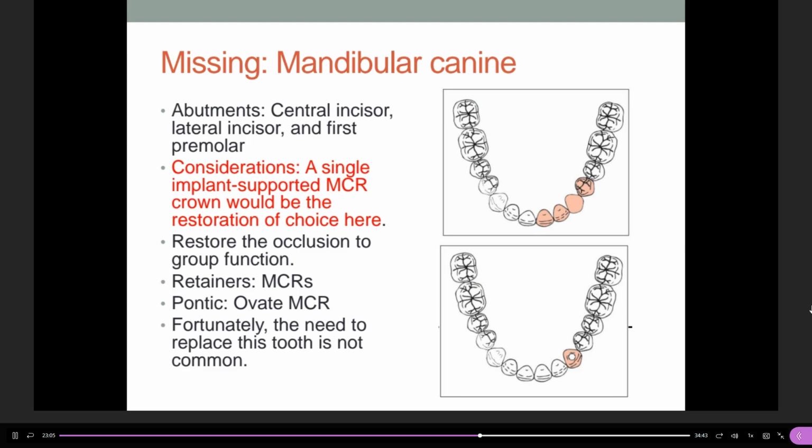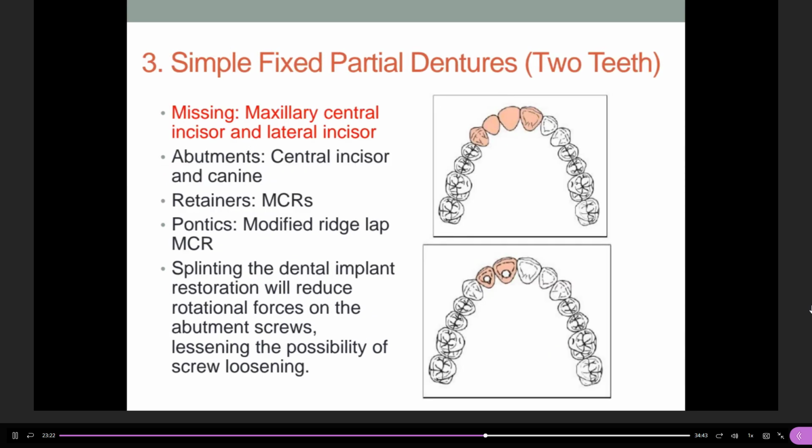Missing mandibular canine, also the same problem. You will have to take two anterior abutments and also the first premolar. The ideal replacement will be one single implant for the missing canine. Simple fixed prosthesis when two teeth are missing. So it is still simple even though two teeth are missing.